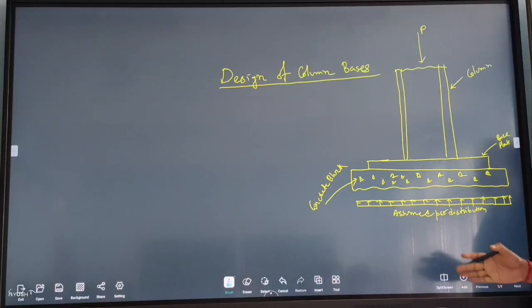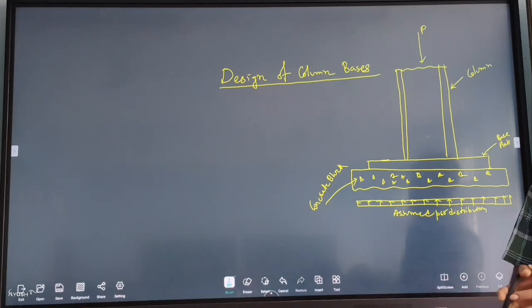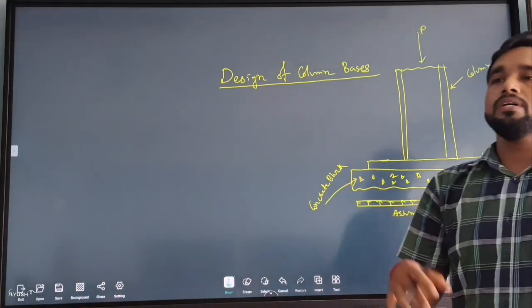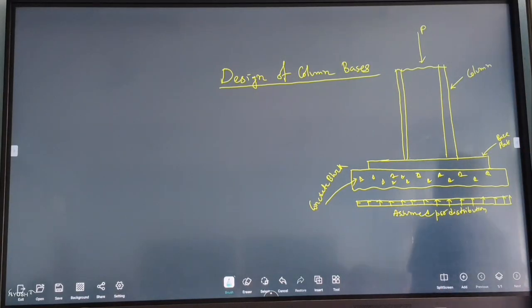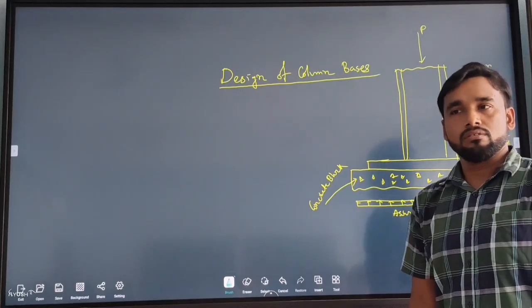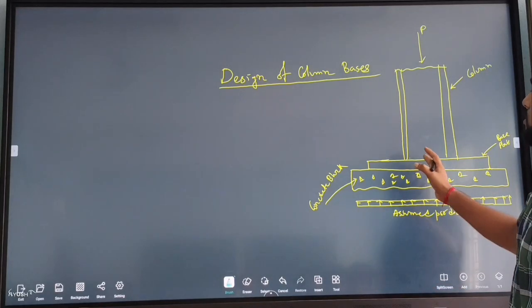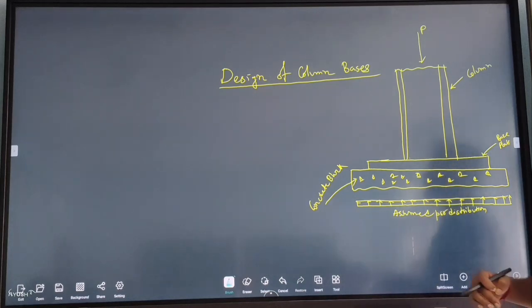There are another two types of column base, based on the base plate and gusset plate. In each type there are two different types of column base. First is the slab base, second is the gusset base. Slab base is included in your syllabus. Gusset base is not included in the syllabus, you just have to know a little bit about it. But slab base is more important here, and we will discuss the slab base.